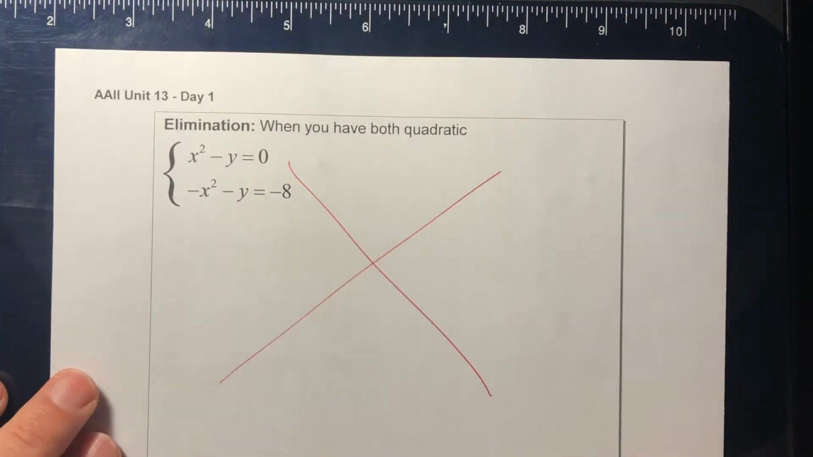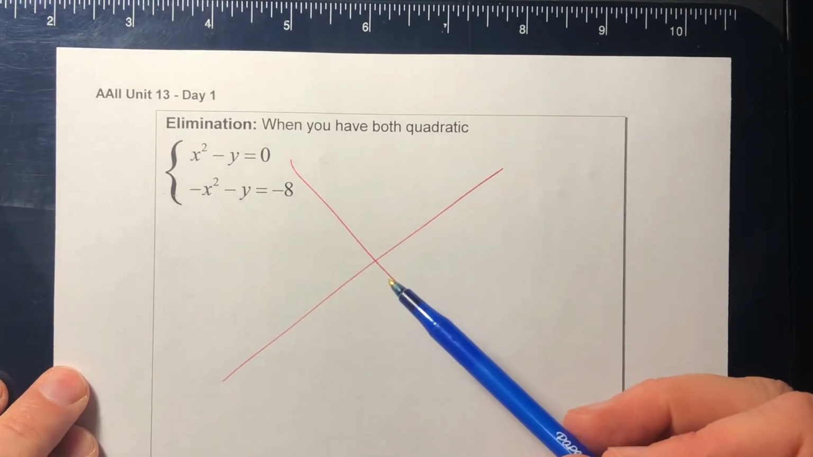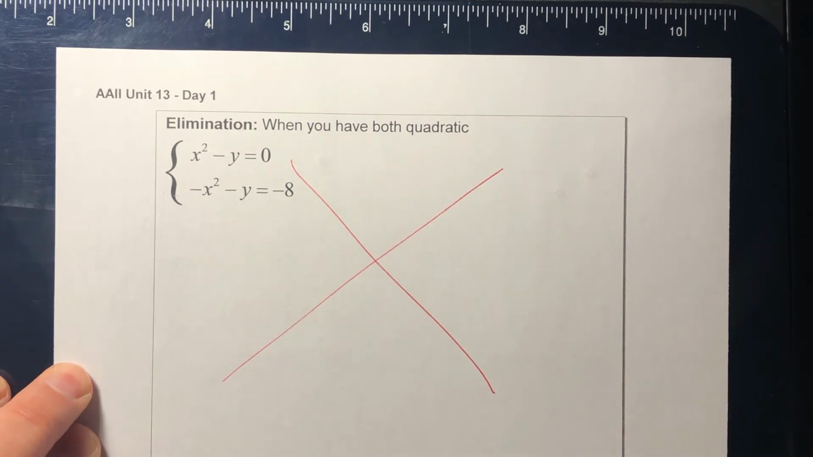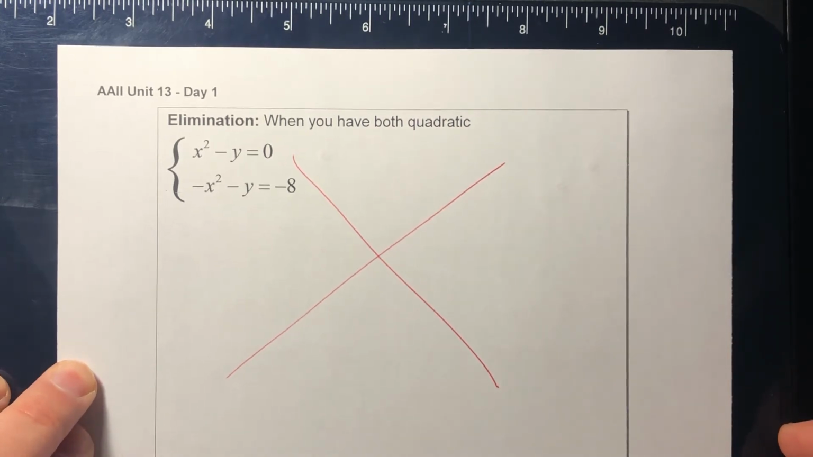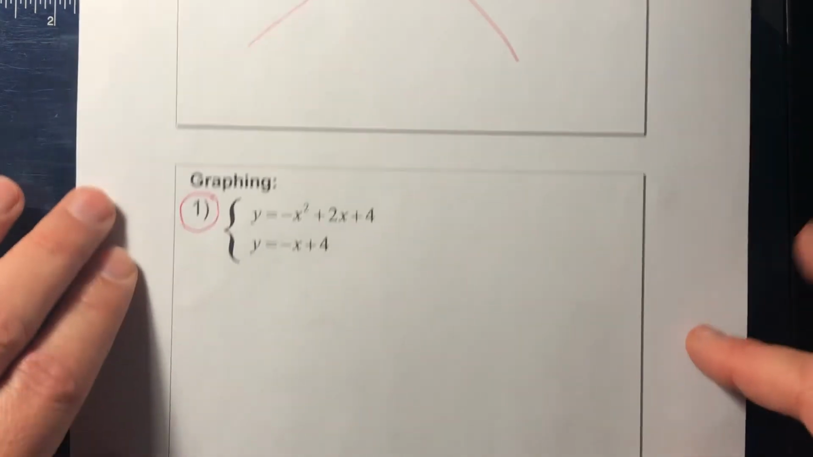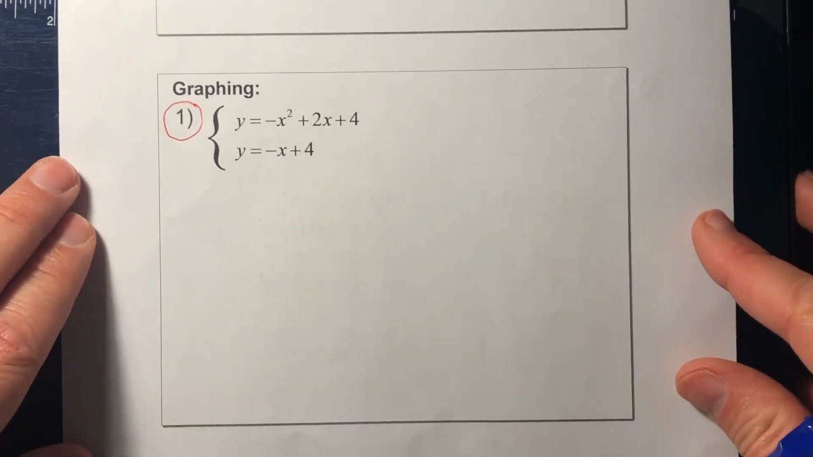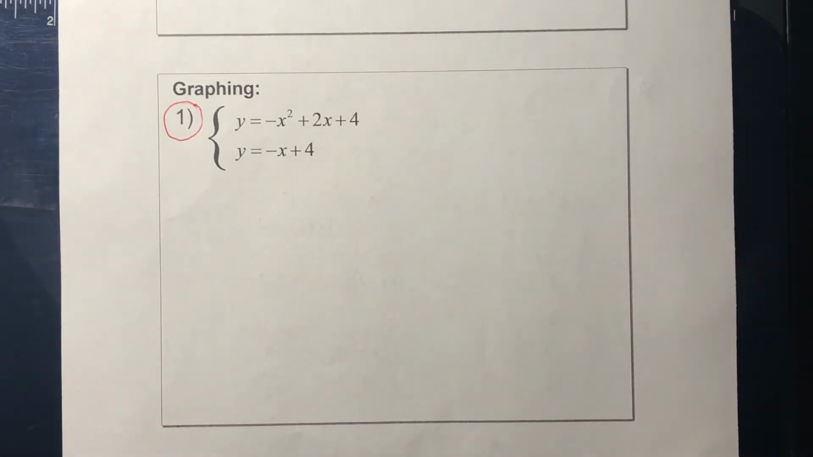All right, so there's another method, elimination. We're not going to do that. We're just going to concentrate on graphing and substitution. All right, so here's a problem that we want to solve by graphing. We have y equals -x squared plus 2x plus 4, and y equals -x plus 4.